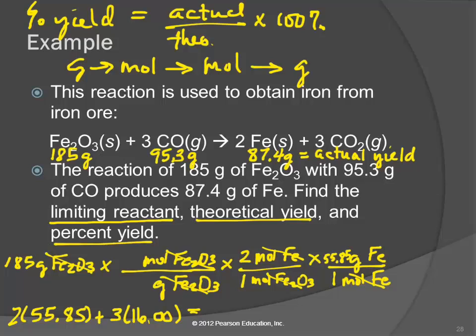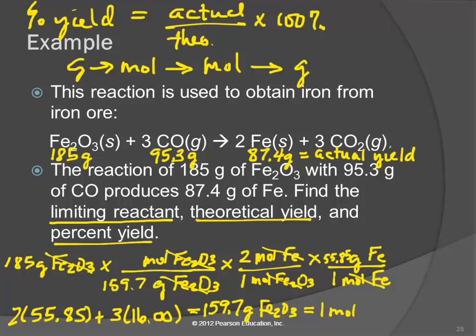Two times 55.85 plus 3 times 16, 159.7. That mass of iron 3 oxide is equal to 1 mole of it. It's the mass of 1 mole. So we put that in here, 159.7. And now we can do our calculation.